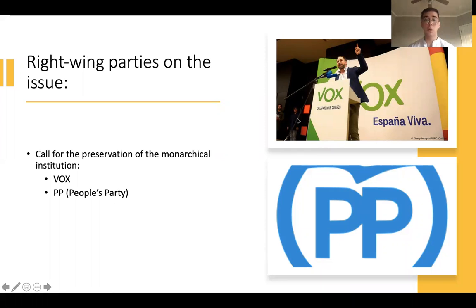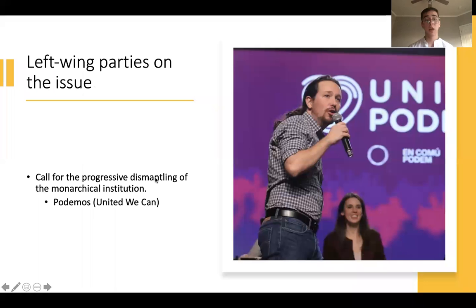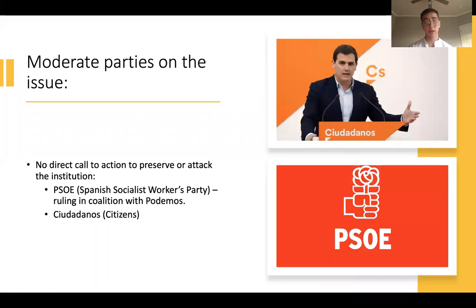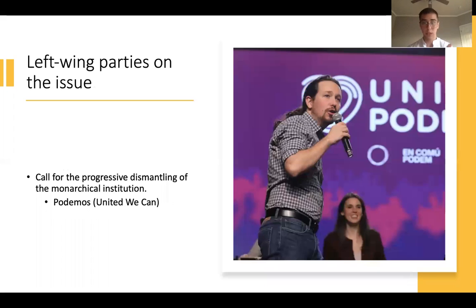We have two in Spain. One is Vox, and the other one is People's Party, or PP. They call for the preservation of the monarchical institution. On the left, we have Podemos, which translates to United We Can, and they call for the progressive dismantling of the monarchical institution. And the moderate sides, we have two parties that fall in that category: the PSOE, as we pronounce it, which is the Spanish Socialist Workers' Party, and Ciudadanos, Citizens.